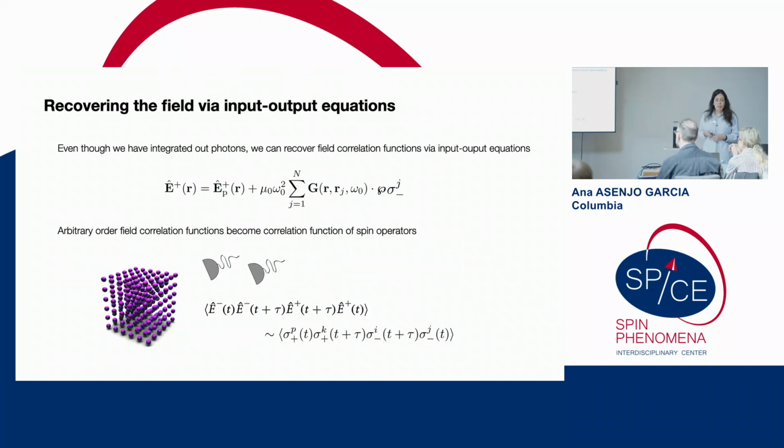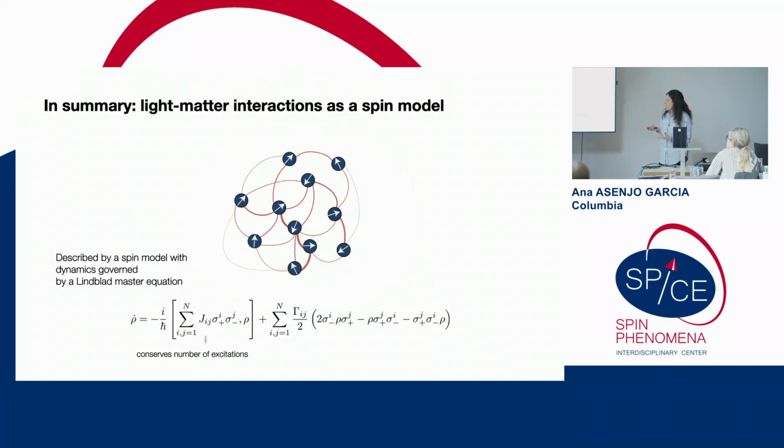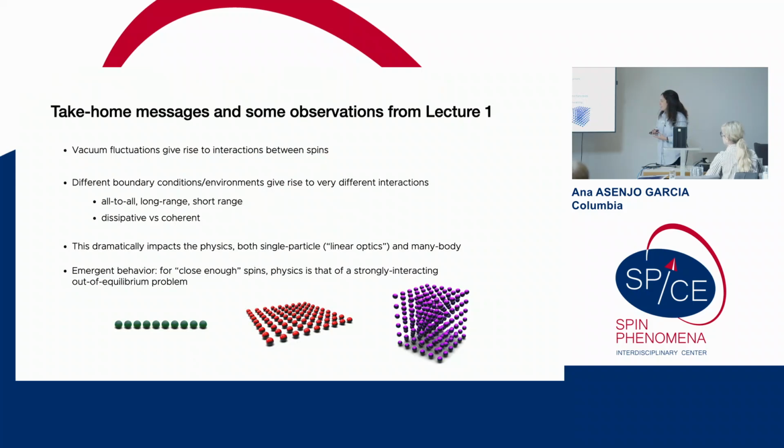because we have the input-output equations, we can also retrieve arbitrary correlation functions of the field, which will become correlation functions of the spin operators. So that's kind of cute, because by making different measurements on the field, we retrieve information about the spins. And then this, I think I'll just talk about it in the next lecture.